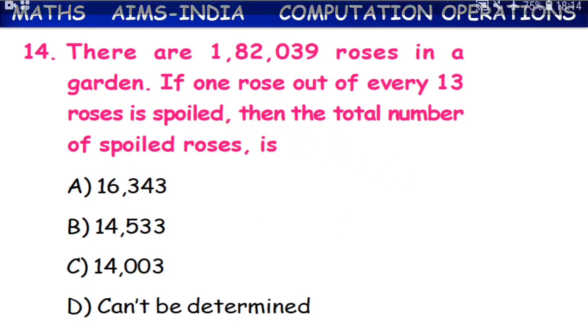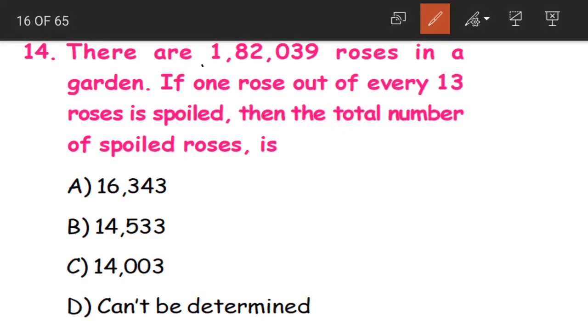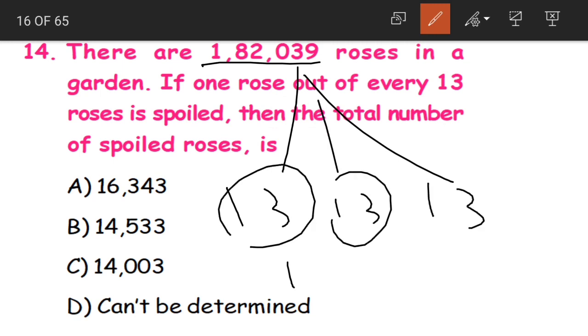There are 1,82,039 roses in a garden. If one rose out of every 13 roses is spoiled, then the total number of spoiled roses is. See, of these so many roses, what is the problem here, children? 1 out of every 13 roses is spoiled. If we divide these roses into groups of 13, from each group, one rose is spoiled.